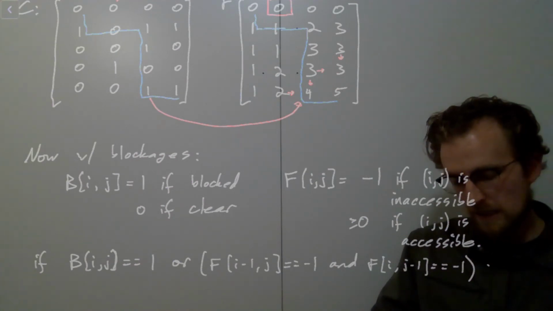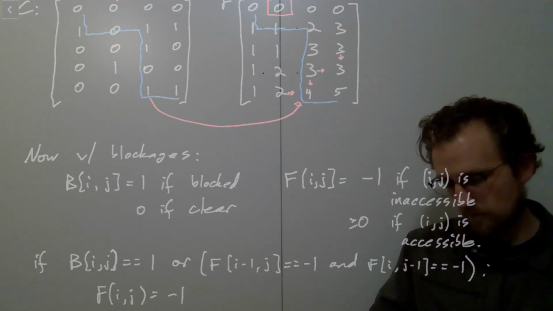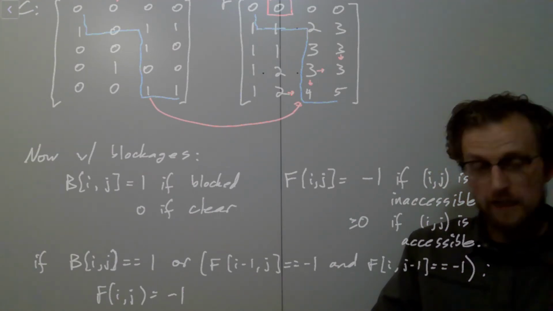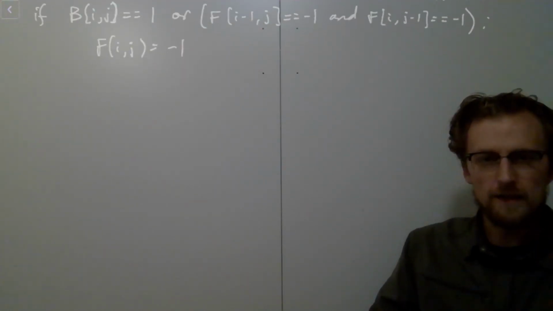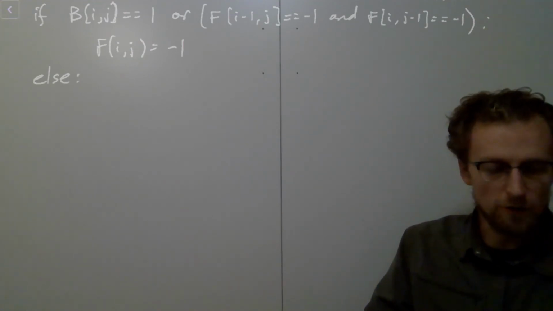So if this is the case, then what do we have? Well, we have that f of ij equals -1. Okay? So that's case 1. Case 2 is that it's accessible. So this basically says now that cell is inaccessible. So the other case is we just use the old DP algorithm.